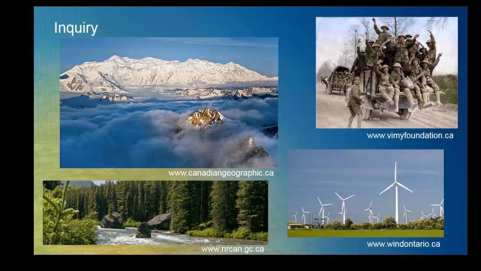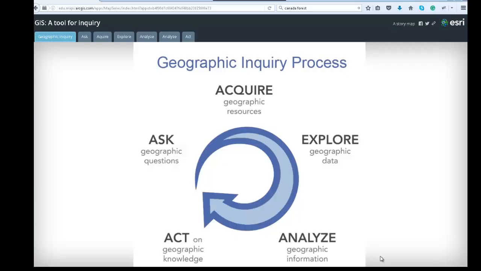Let's explore an example. The geographic inquiry process is similar to other inquiry processes, such as history. As you investigate an issue or topic by asking, acquiring, exploring, analyzing, and acting, the geographic inquiry process is about investigating with a spatial context.